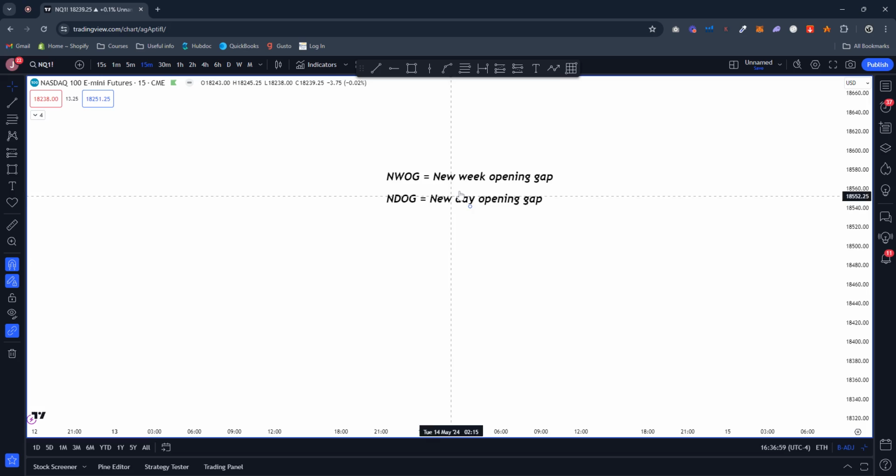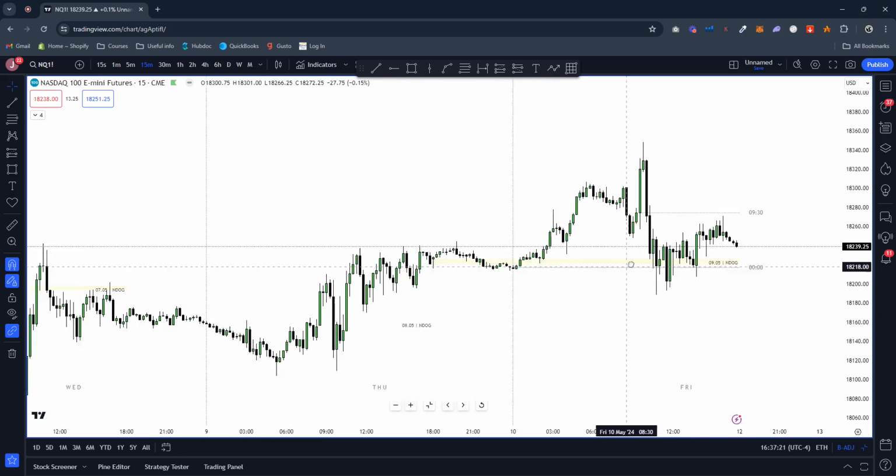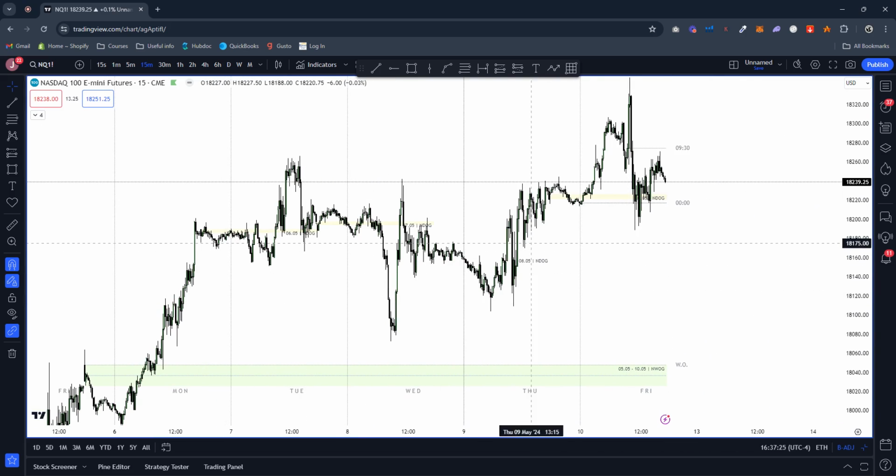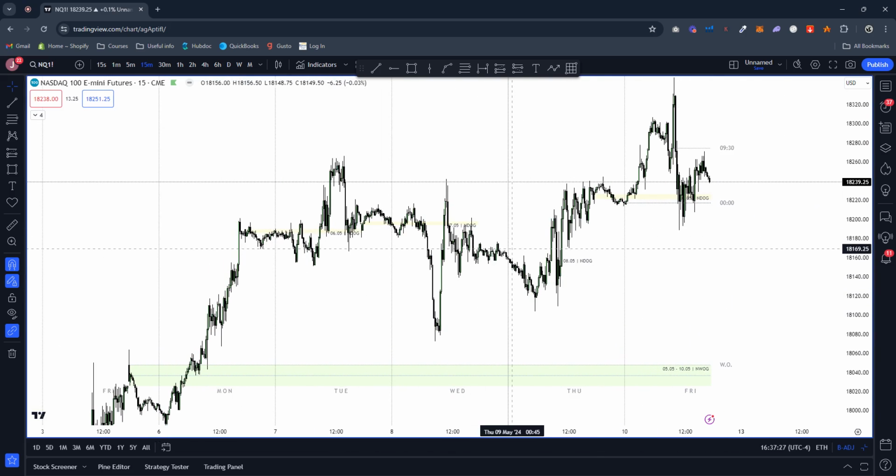And I'll show you guys the examples here in a little bit, but that's what these two consist of, right? The NWOG is more important than the NDOG because that is going to be Friday's closing price and Sunday's opening price. And all week, price can use the new week opening gap as sort of support and resistance. So I'll show you guys what I mean here with two different weeks. And actually, it's going to be working out perfect because this last week we just went sideways. So in weeks like this, you want to use the new daily opening gaps a little more.